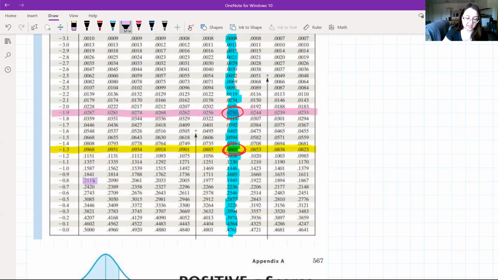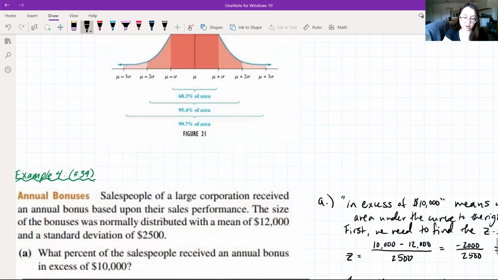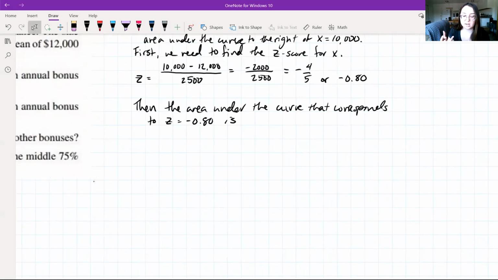That's what it is. So we get our value of 0.2119. So scroll on back down to our problem. We see the area under the curve that corresponds to z equals negative 0.80 is 0.2119.